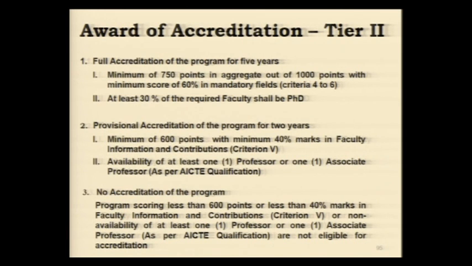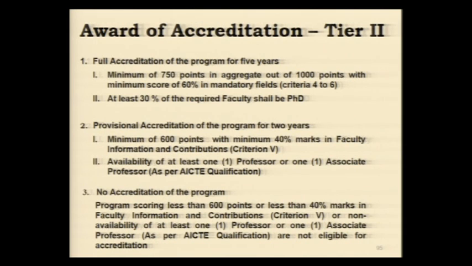for 2 years accreditation. On a 1000 point scale, 750 becomes eligible for 5 years accreditation. So a minimum of 750 points in aggregate out of a 1000 point scale, with a minimum score of 60% in criteria 4 to 6. If you look at 4 to 6, it talks about students, faculty, facilities put together. So at least 30% of the faculty should be PhD. So this is to get 5 years accreditation.